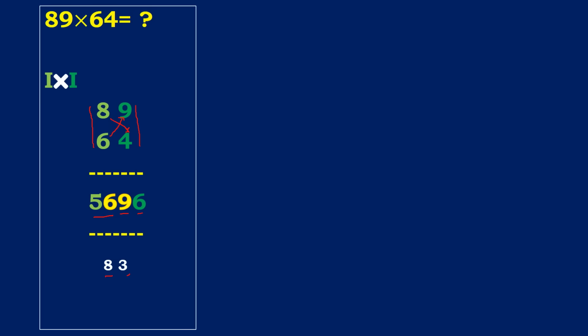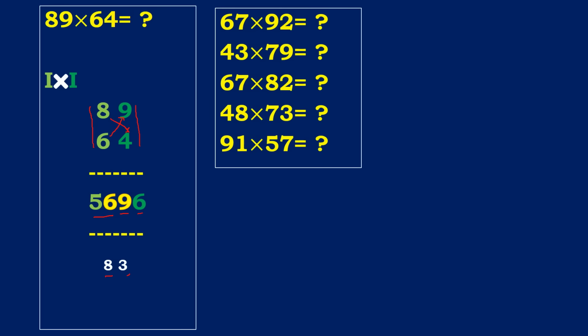The final step here is to multiply the tens places, that is, 8 into 6 is 48. 48 plus 8 is 56. So, the answer here will become 5, 6, 9, 6. Let's see how many of you can solve these 5 questions and get all 5 of them correct. Answers for the given 5 questions.